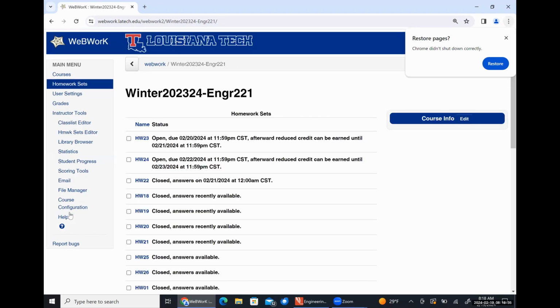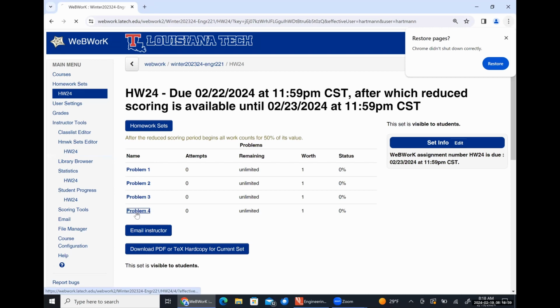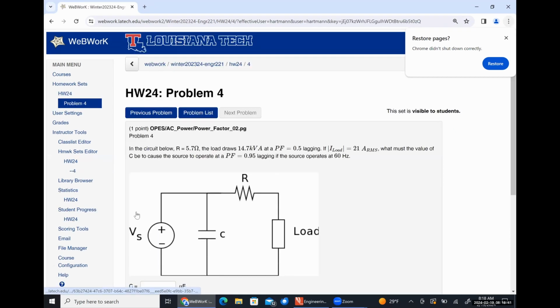So homework set number 24. I think it's problem 4. Yeah. So this is the problem that we're going to be looking at.